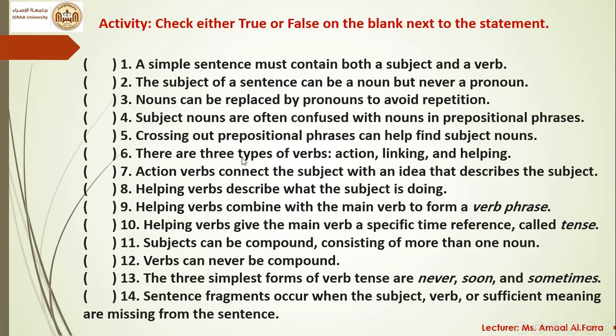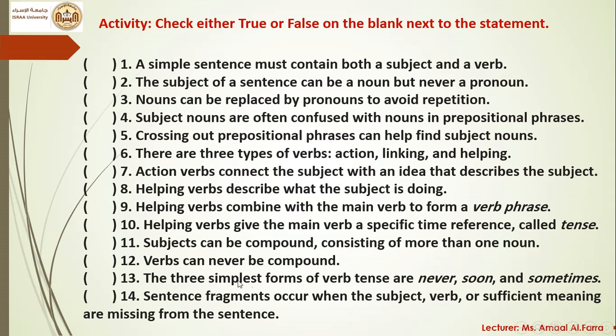6. There are 3 types of verbs: action, linking, and helping. 7. Action verbs connect the subject with an idea that describes the subject. 8. Helping verbs describe what the subject is doing. 9. Helping verbs combine with the main verb to form a verb phrase. 10. Helping verbs give the main verb a specific time reference called tense. 11. Subjects can be compound, consisting of more than one noun. 12. Verbs can never be compound.